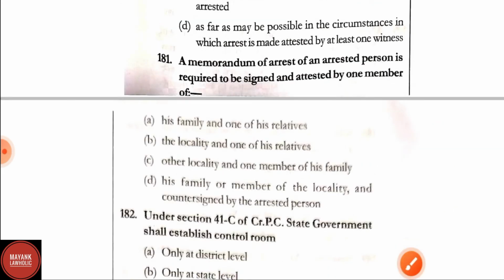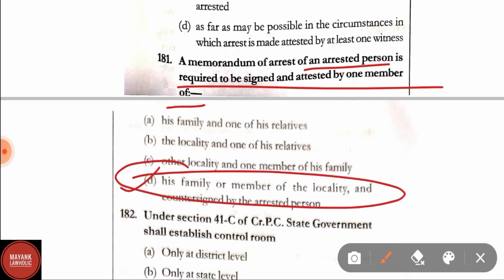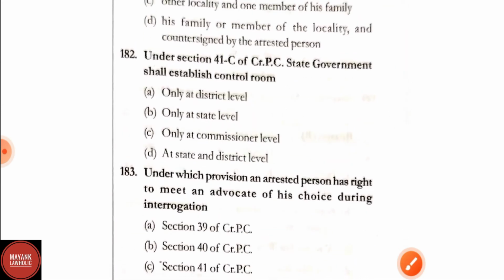Question number 181. Memorandum of arrest of an arrested person is required to be signed and attested by 1 member of, option A, his family and 1 of his relatives, option B, the locality and 1 of his relatives, option C, other locality and 1 member of his family, and option D, his family member or member of the locality and countersigned by the arrested person. Here correct answer is option D, that is his family or a member of the locality and countersigned by the arrested person.